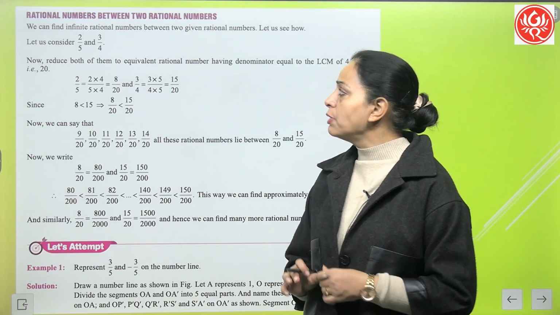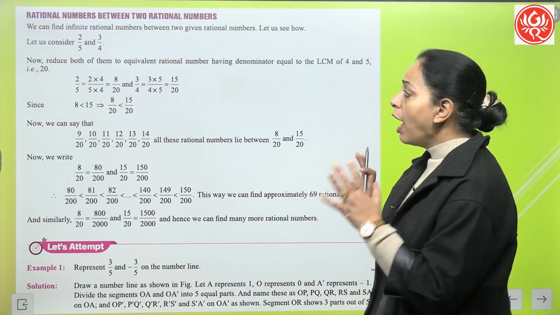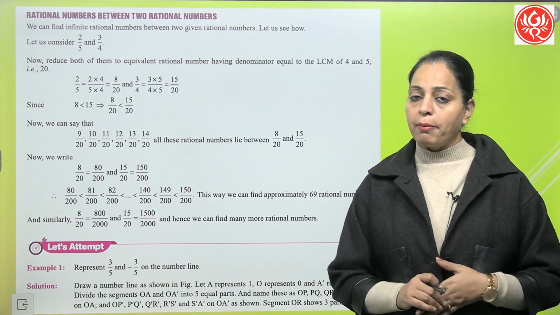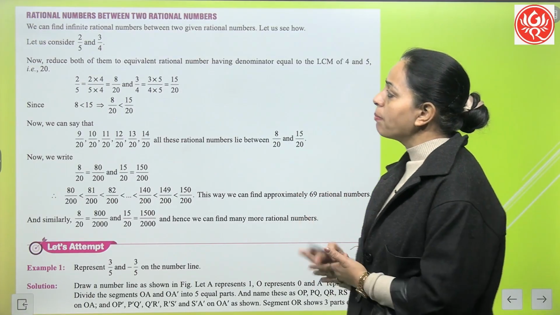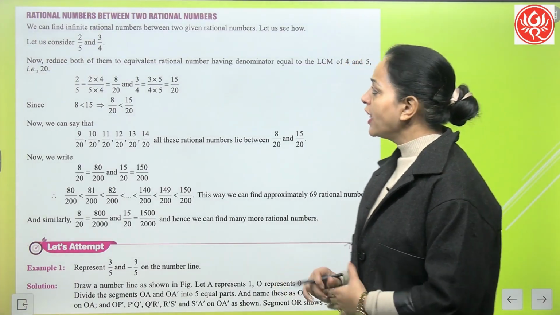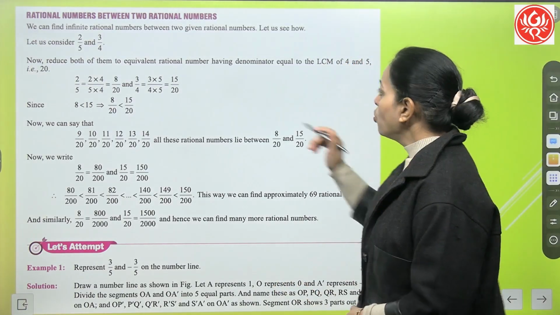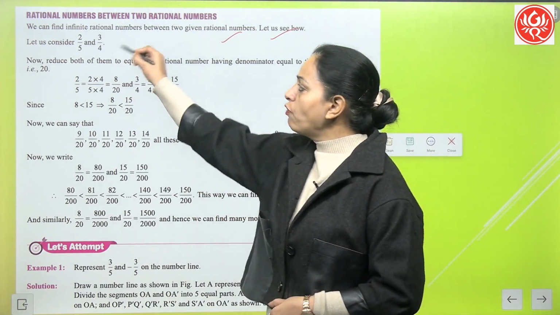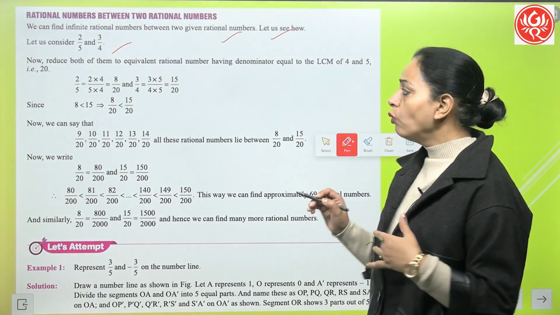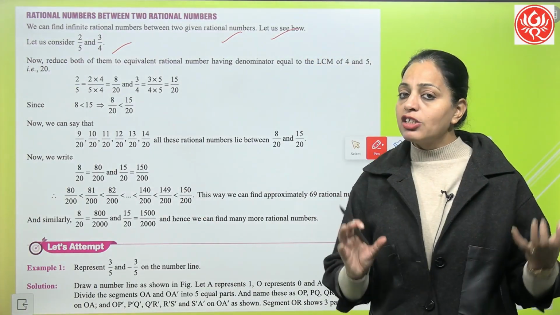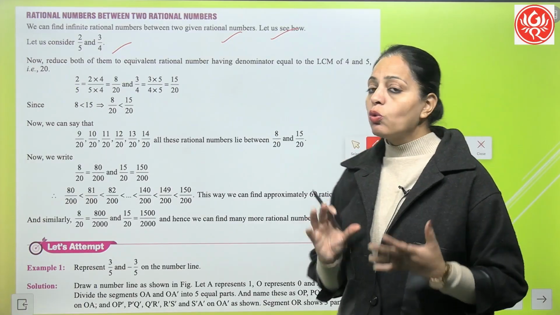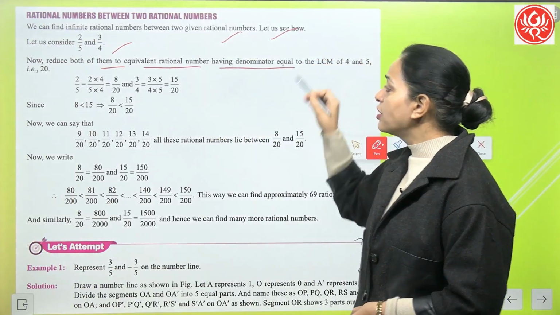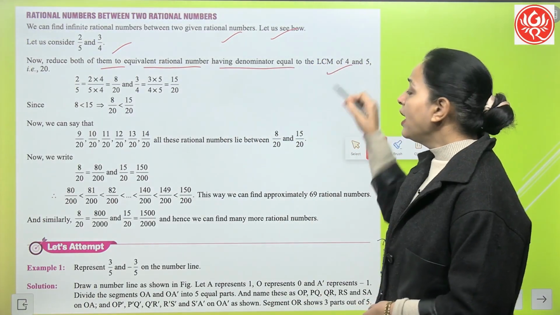Now, rational numbers between two rational numbers. Now we have two rational numbers given, and we have to find rational numbers between them. This is very simple. We can find infinite rational numbers between two given rational numbers. Let us see how. Let us consider 2 upon 5 and 3/4. Now what to do? First of all, we have to make the denominators the same. So what we can do? Reduce both of them to equivalent rational numbers having denominator equal to their LCM.